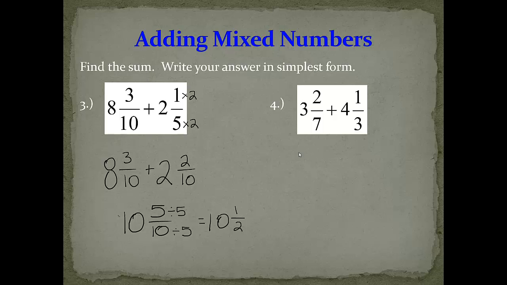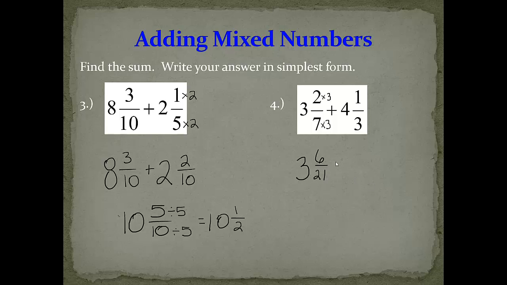And now for number 4, I have 3 2/7 plus 4 1/3. For my denominators, I have 7 and 3. For 7 and 3, my least common denominator, or least common multiple, would be 21. So I'm going to multiply the first fraction by 3. So my whole number will stay the same. It'll stay 3, and then 2 times 3 is 6, and 7 times 3 is 21.